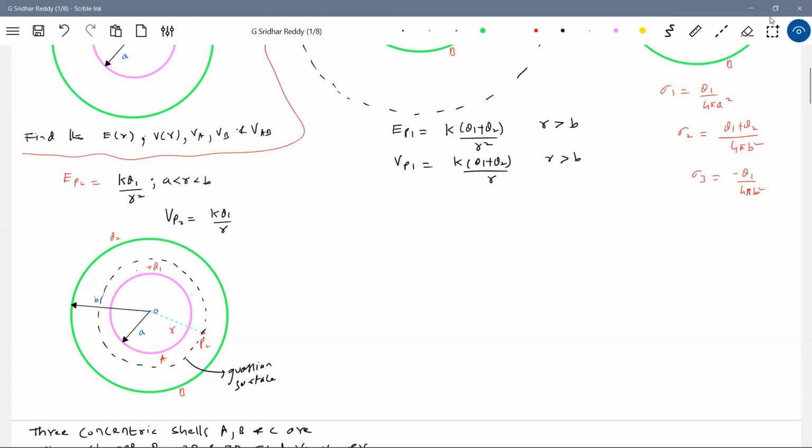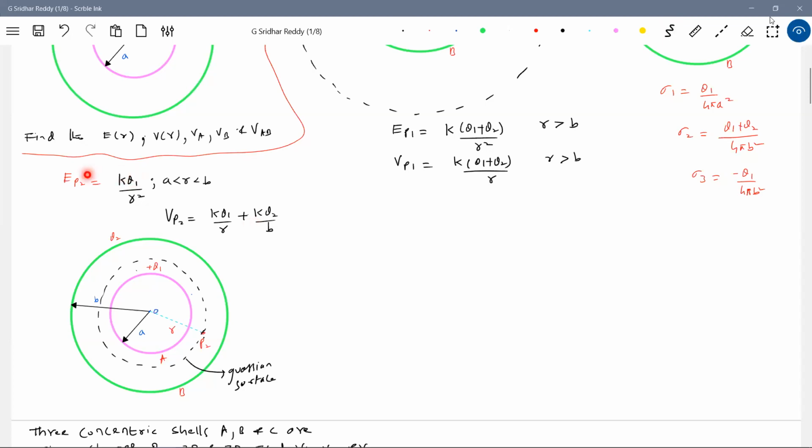Then if the inner shell is not there, only the outer shell is there. What is the potential? Go for a conducting sphere. What is the potential inside the conducting sphere? That on the surface. Same thing for the shell. So assume the inner shell is not there, only the outer shell. Then what is the potential on the outer shell? KQ2 by B, and that should be the potential everywhere inside. So the formula will become KQ2 by B. I think this will be very important.